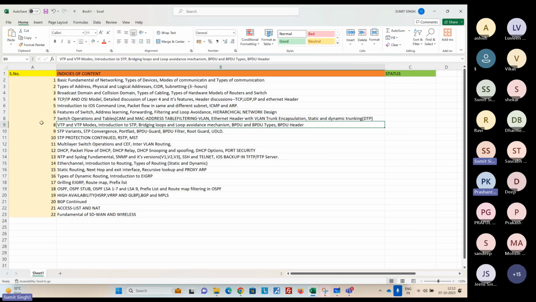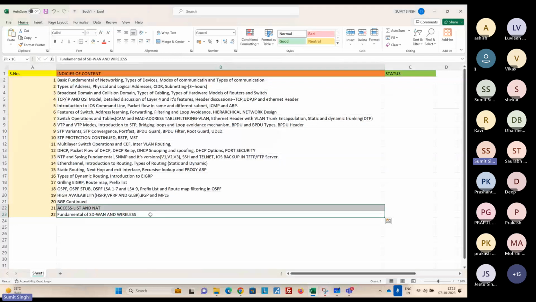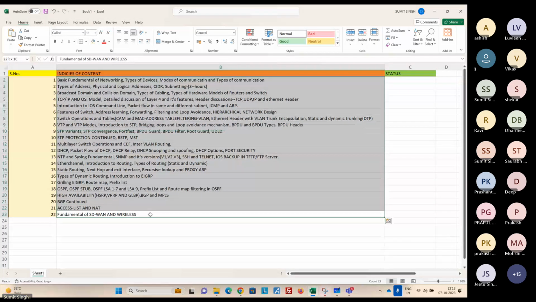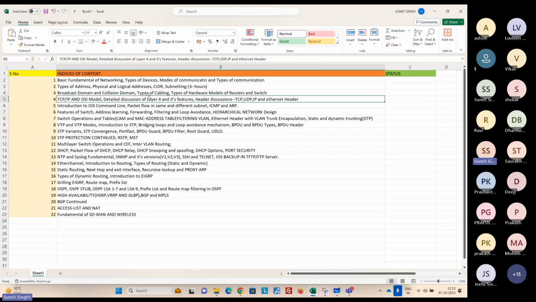Is my screen visible? Yes. Thank you. This is what we are going to cover in the next 3 months: fundamentals, addresses, subnetting. It is going to be a marathon of subnetting sessions, guys. Then cabling, broadcast domains, collision domains, TCP, OSI.